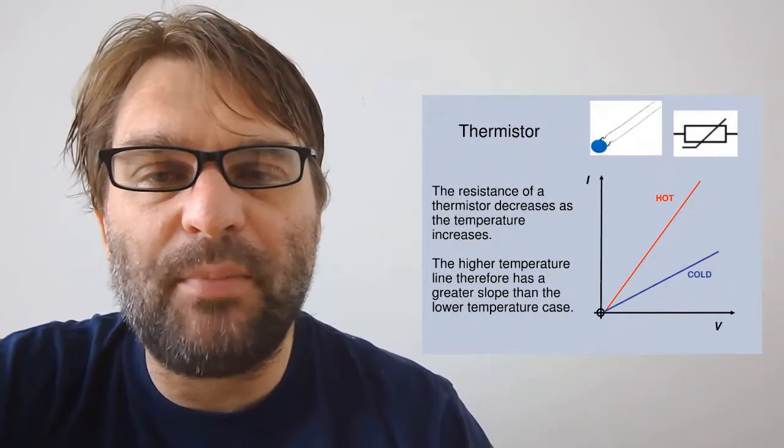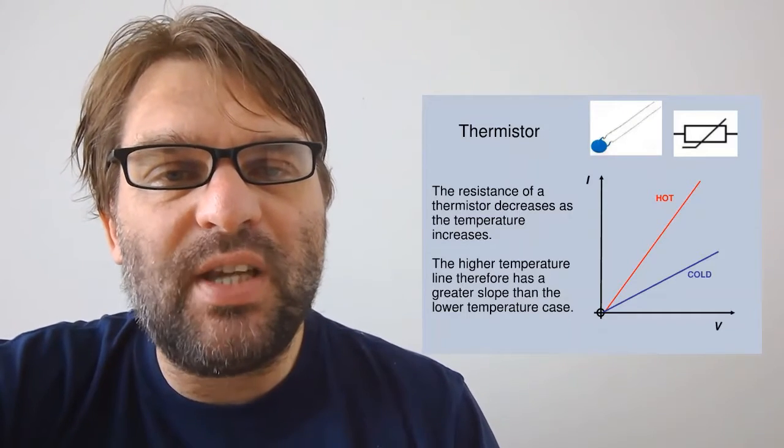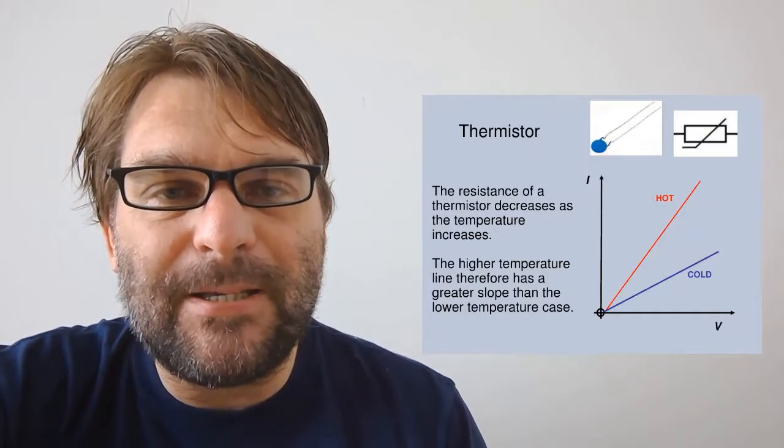And there are 2 special types of resistors that you have to know. The first one is the thermistor. The resistance in a thermistor decreases as temperature increases.